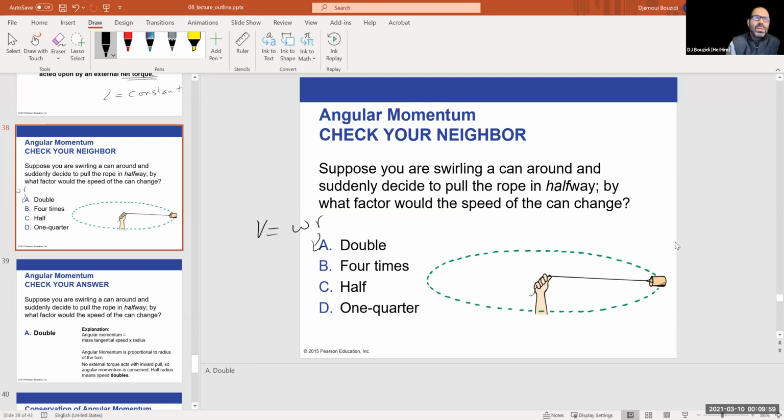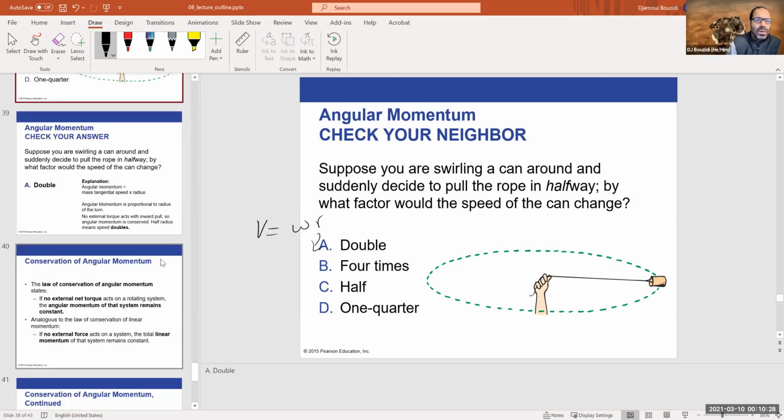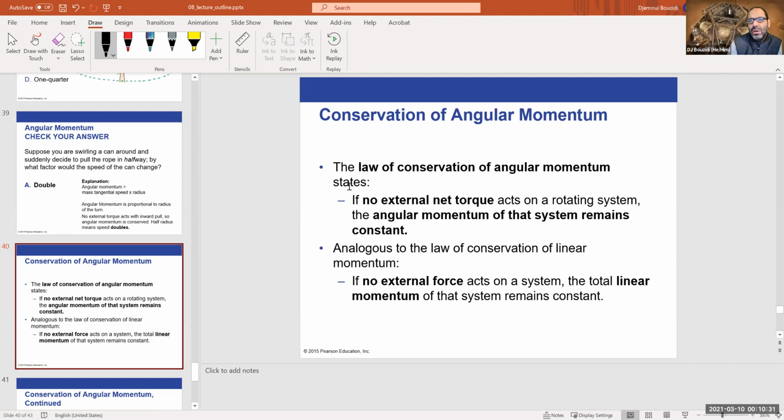If the angular momentum stays the same, as long as there are no external torques, then if you bring the mass halfway in, its angular velocity needs to go faster by a factor of double, because the distance changed. The angular velocity doubles because of the angular momentum conservation. So again, the law of conservation of angular momentum says that with no external torques acting on a system, the angular momentum of that system remains constant.